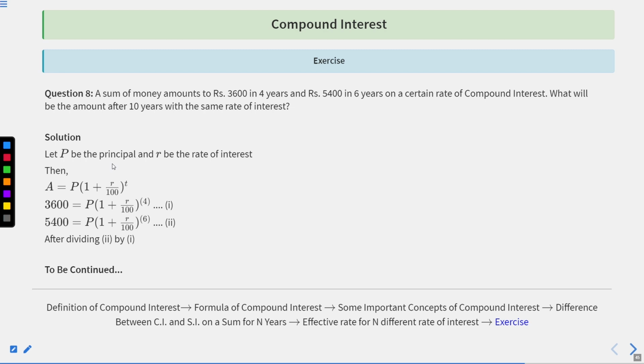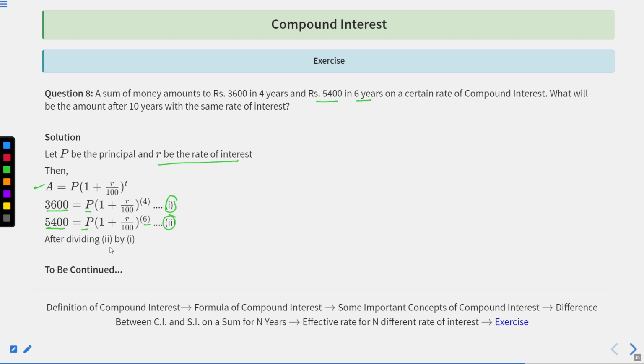Let P be the principal and R be the rate of interest. Then we have A equal to principal into (1 plus R upon 100) to the power T. And amount is 3600, principal is unknown, (1 plus R upon 100) to the power 4, which is equation number 1. And when we do it for 6 years, we have 5400. So 5400 is amount, that is principal, (1 plus R upon 100) to the power 6. This gives us equation number 2.